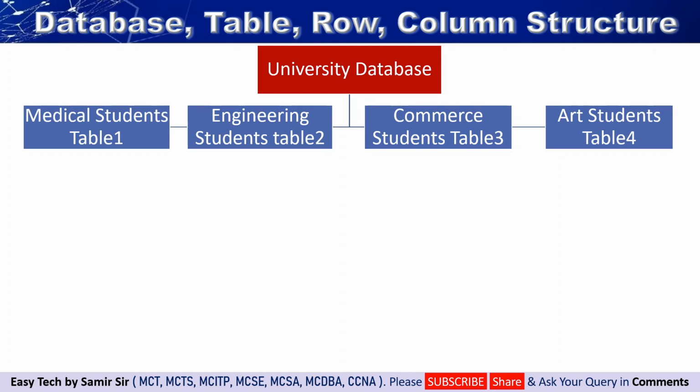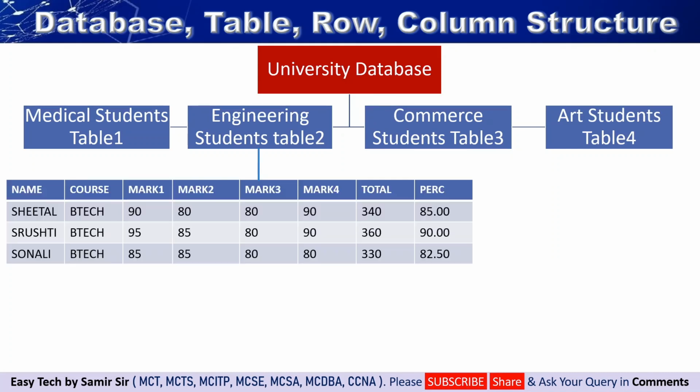Now, under a database, it stores tables. Under a table, it divides data into something like this. Let's take the example of engineering students. We may keep a table structure like this: name, course, marks 1, marks 2, marks 3, marks 4, for four subjects. Let's assume we have four subjects. If there are six subjects, we may have two more columns. Then total marks, percentage, status, grade, division, and so on and so forth.